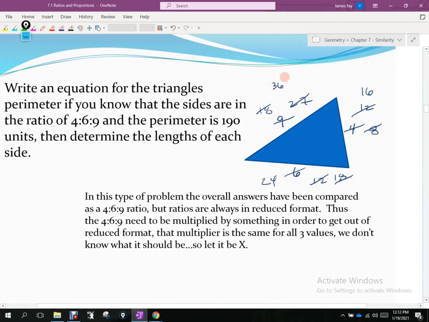We don't know what that factor that they were reduced by was, right? So if we don't know what that factor was, instead of saying 4 times 2, or 4 times 3, or 4 times 4, if I don't know the factor, what could I say? 4 times x. And now if they were all reduced by the same factor, then that x should have been in all of them, right?